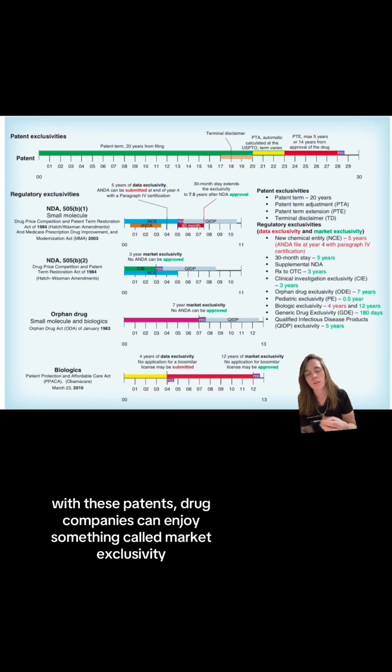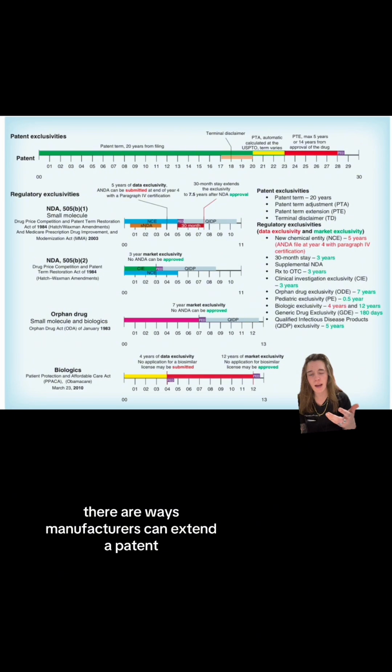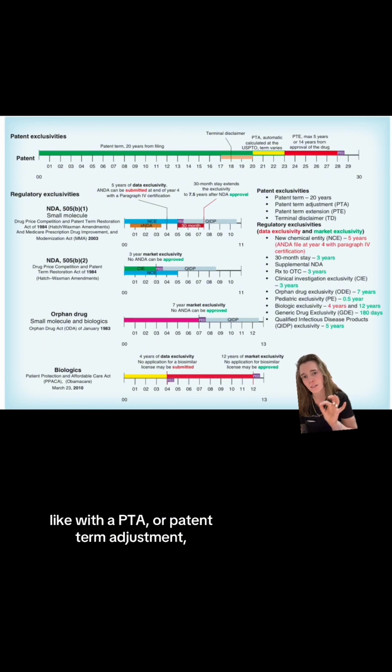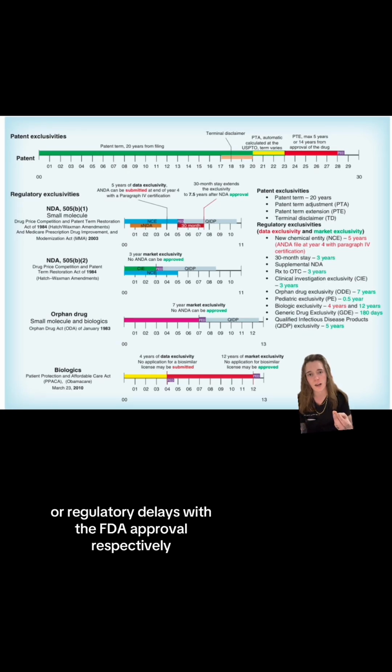With these patents, drug companies can enjoy something called market exclusivity, which prevents any other companies from marketing the same drug product. There are ways manufacturers can extend a patent, like with a PTA or a patent term adjustment, or a PTE, a patent term extension. This is a way to compensate for administrative delays with the USPTO or regulatory delays with the FDA approval, respectively.